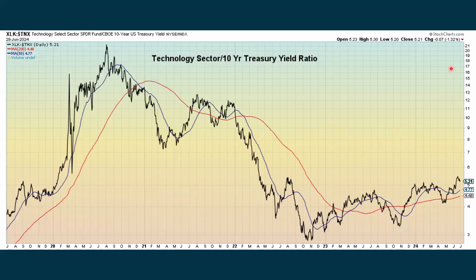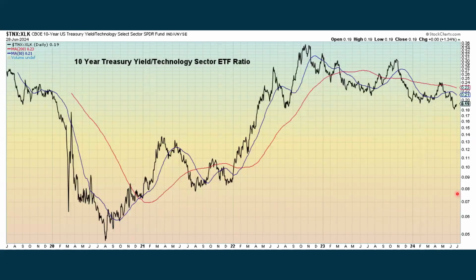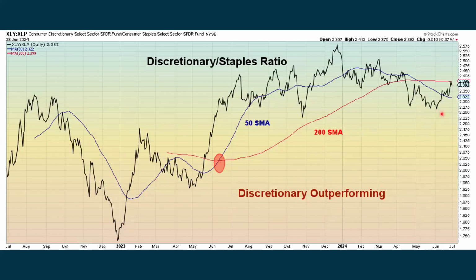We look at the tech sector and compare it with the 10-year yield, showing how the tech sector is outperforming. Here's an inverse showing how the 10-year yield is underperforming the tech sector. We do another ratio between discretionary and staples. It is improving, but we came right up to the 200-day moving average with this ratio, and we're bouncing back down. We want to see discretionary outperforming to be more positive on the market.